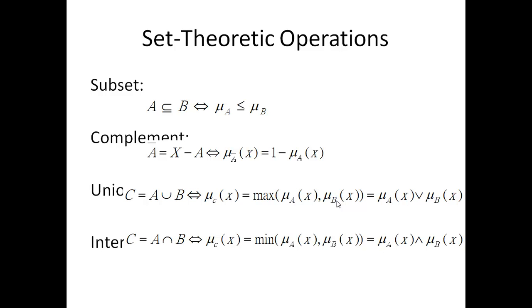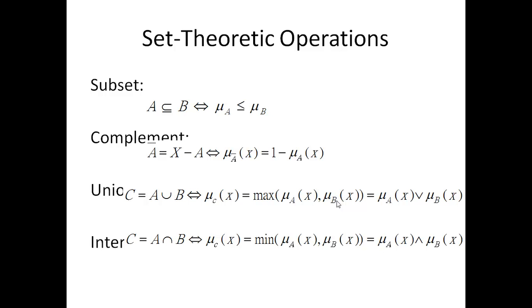So what do we mean by subset in fuzzy sets? If A is a subset of B, then this implies and is implied by mu A less than or equal to mu B, when you are taking elements from A and B. Complement is defined by A complement is equal to X minus A, which implies and is implied by mu A complement of X is equal to 1 minus mu A of X.